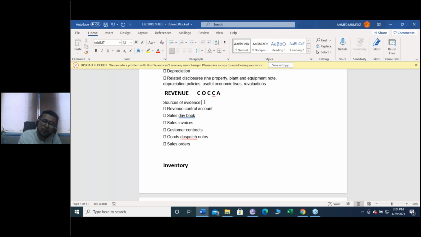If the goods dispatch note is there, it means that transaction did occur. So we are done with C, we are done with O. Let's talk about cutoff. Select a sample of goods dispatch notes from both the pre-year end goods dispatch notes and the post-year end goods dispatch notes.